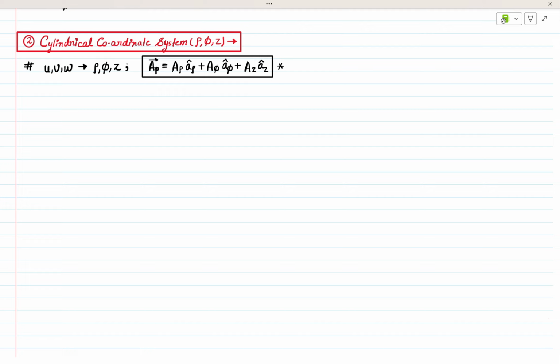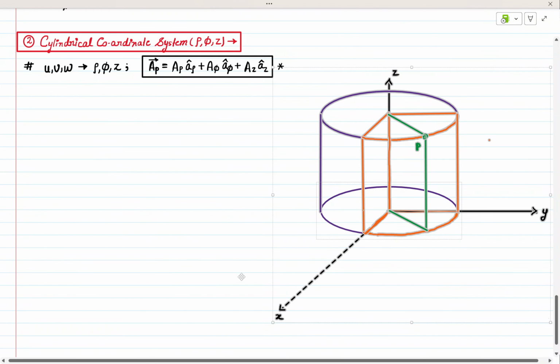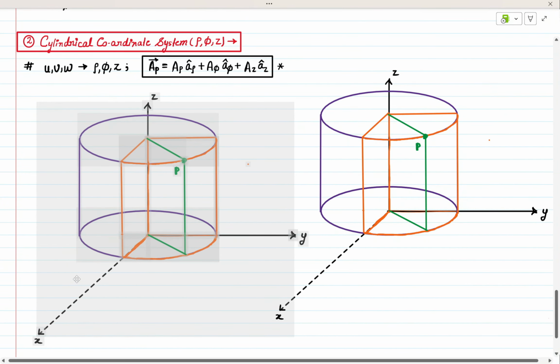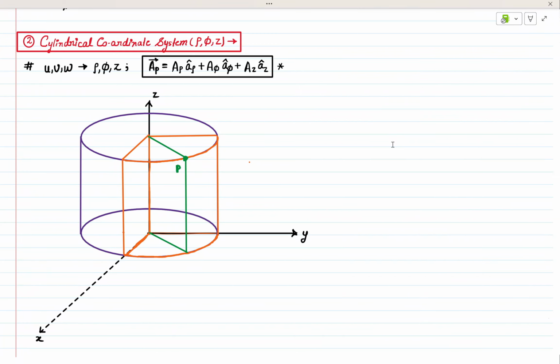Now I think you can easily visualize what I am trying to do by comparing the Cartesian coordinate system and the cylindrical coordinate system. Yes, you are right. Now I am trying to draw the actual cylindrical coordinate system in the three-dimensional vector space. Let us see how it looks. See, this is the actual cylindrical coordinate system in the three-dimensional vector space. Don't worry, I will make you understand every point.